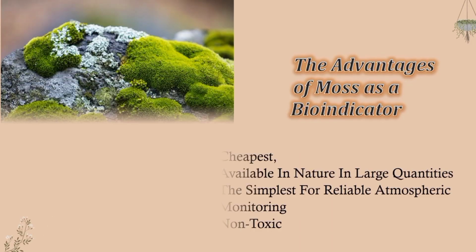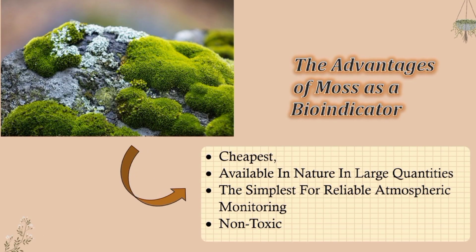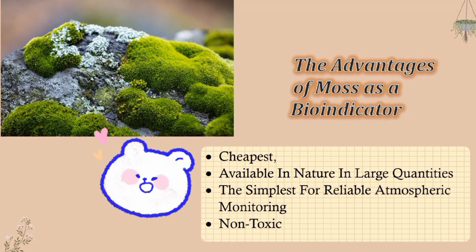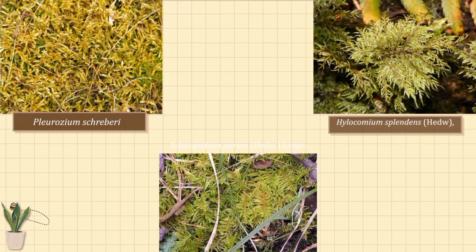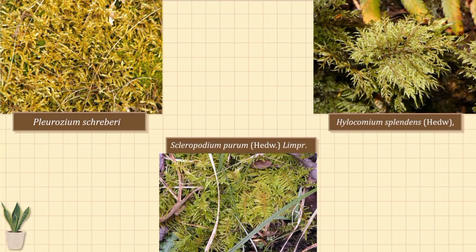The advantages of moss as a bioindicator include being cheap, available in nature in large quantities, the simplest for reliable atmospheric monitoring, and non-toxic. In a study conducted by Bargali, he concluded that moss and lichen are dominant vegetation under extreme alpine and polar conditions and are widespread throughout the world. Several research articles reported the use of different lichen species as bioindicators as well as monitoring agents for quantitative assessment of metal deposition in the environment. Some of the popular species used by various scientists are as follows.